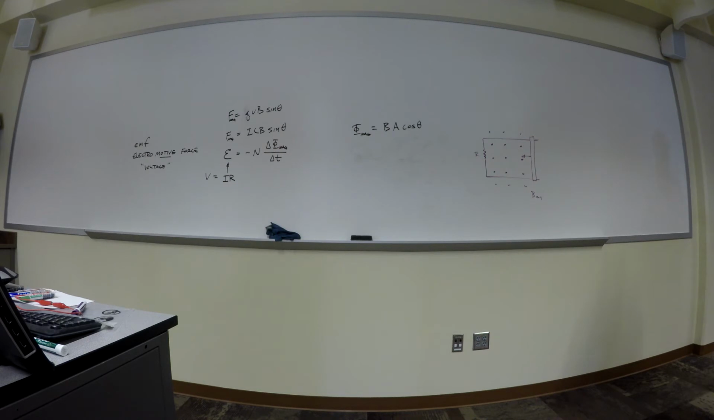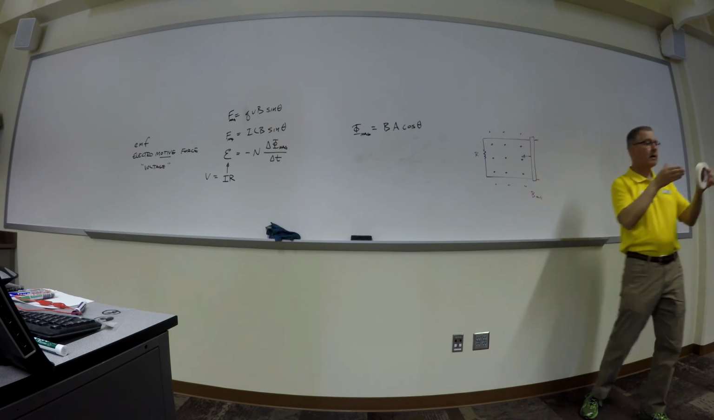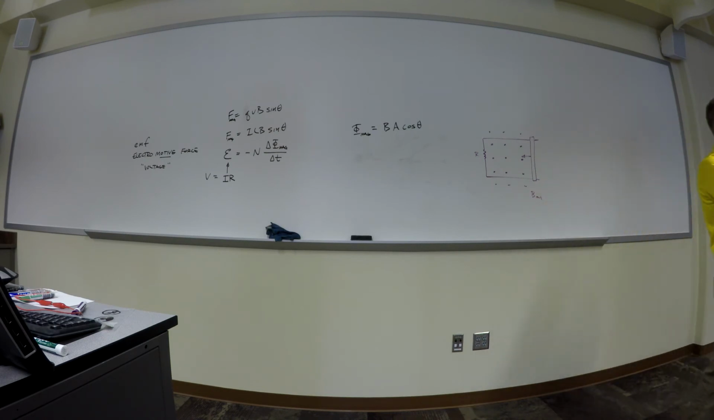Less. I'm making the area smaller. So as I go like this, I'm getting fewer and fewer of those field lines. So I've got flux this way, and my flux is getting less and less. How do I oppose that change? I need more and more that way. What kind of current gives me more and more that way?